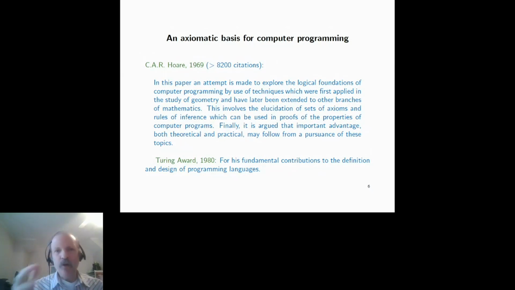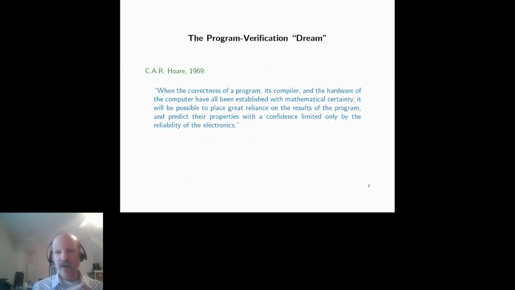But the paper goes beyond just elaborating this idea, and it goes, I would say, in terms of both vision and techniques. In terms of vision, I think Hoare was the first to express what I call the program verification dream. Here is a paragraph from the paper: "When the correctness of a program, its compiler, and the hardware of the computer have all been established with a mathematical certainty, it will be possible to place great reliance on the results of the program and predict their property with a confidence limited only by the reliability of the electronics."